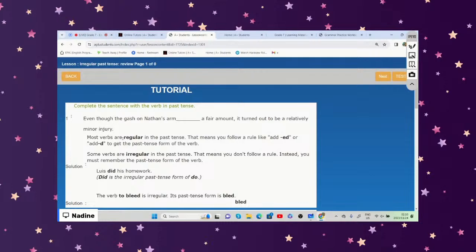So we need to choose one of the correct verbs. It says, even though the gash on Nathan's arm bled a fair amount, it turned out to be a relatively minor injury. So bled is the past tense of bleed.